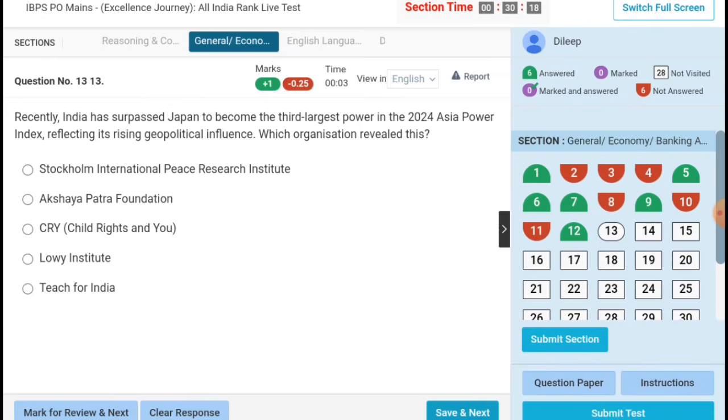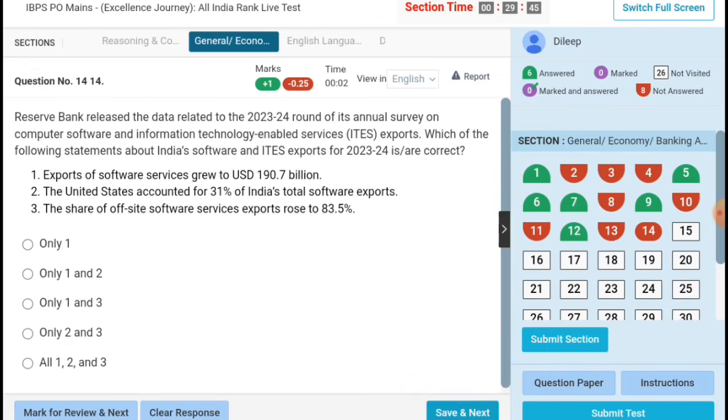Recently India has surpassed Japan, third largest power. I think Stockholm. Recently India has surpassed Japan to become the third largest power in the 2024 Asia Power Index, reflecting its rising geopolitical influence. Which organization revealed it? I think Tech for India or Stockholm International. I don't know. Next.